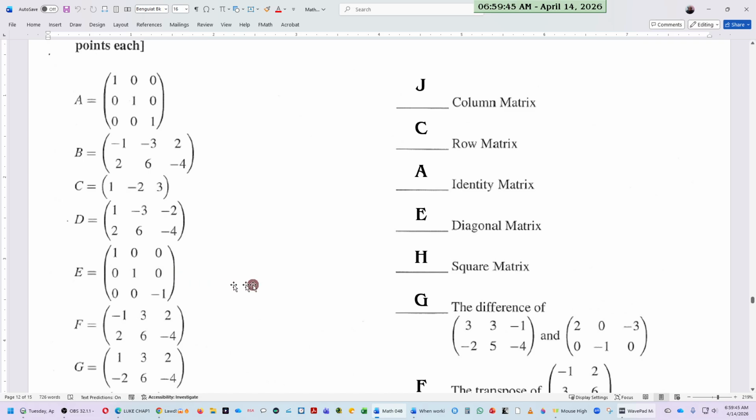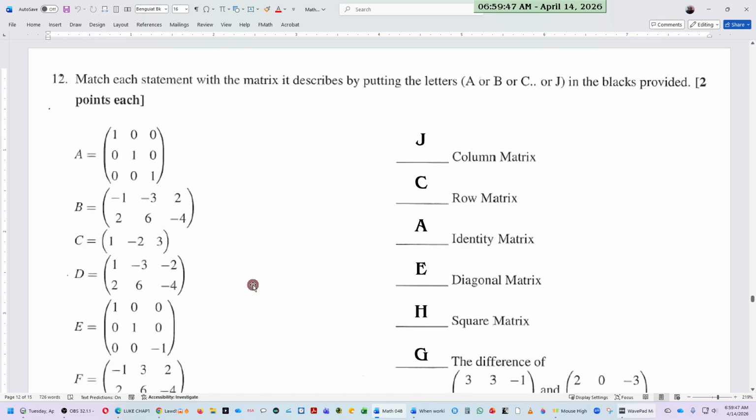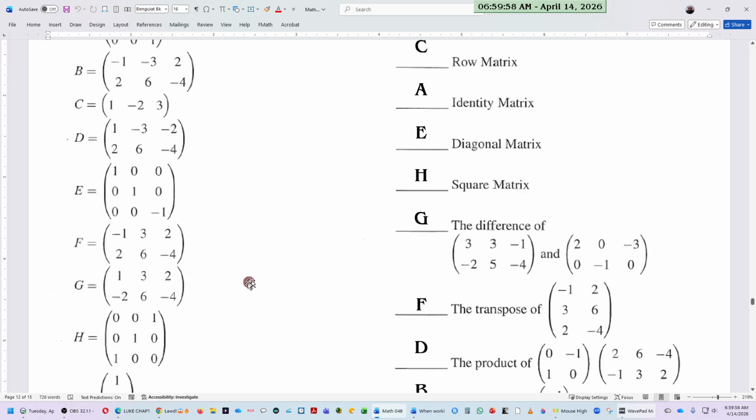Now, because it's a matching exercise, you want to be as precise as possible. Because if you had used A here as a square matrix, that is true, but then that would mean that when you get to H, you wouldn't have anywhere to place it. This is not an identity matrix because it doesn't have the lead diagonal.